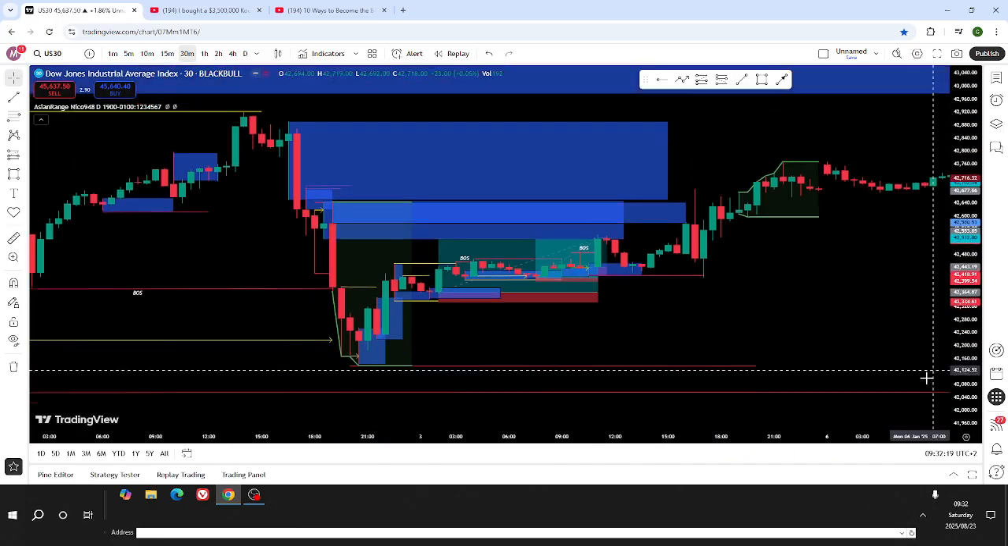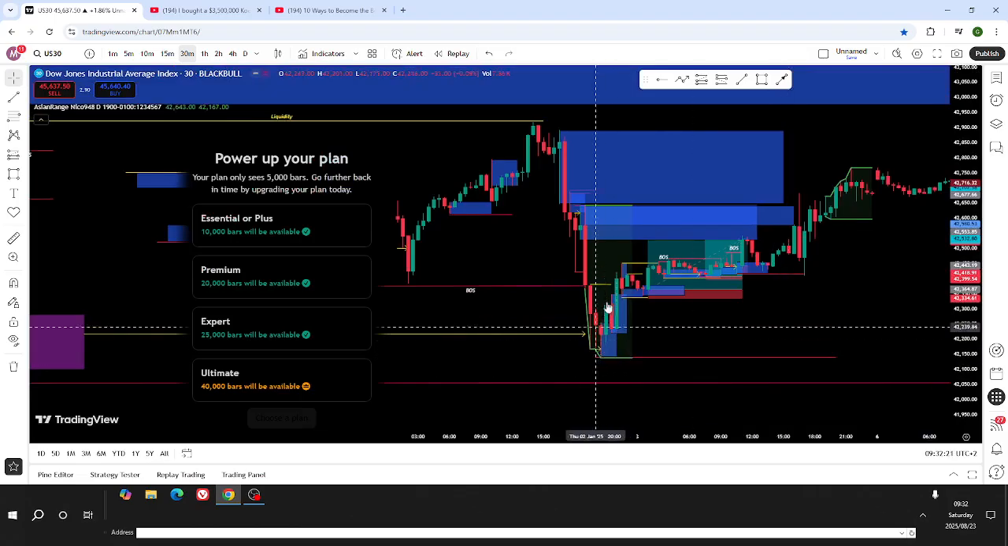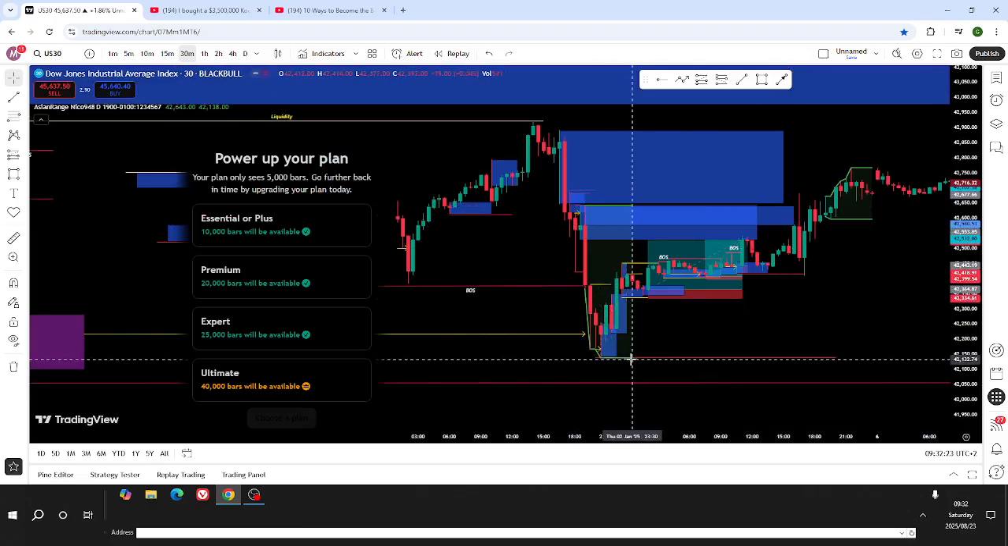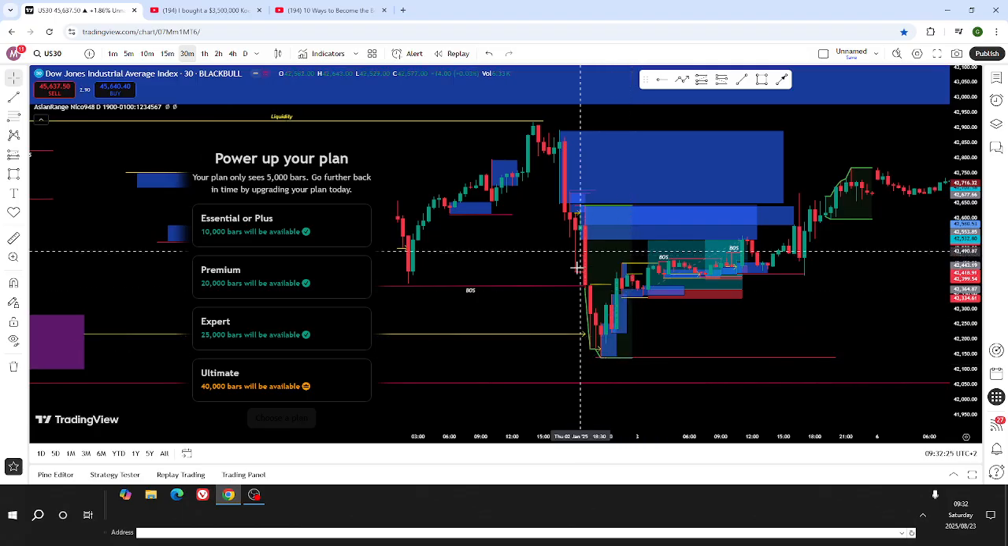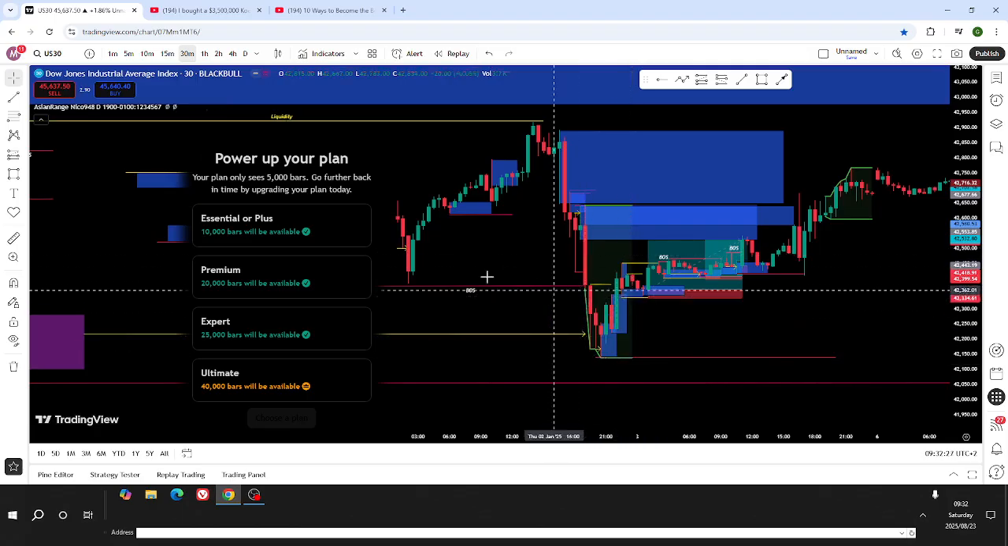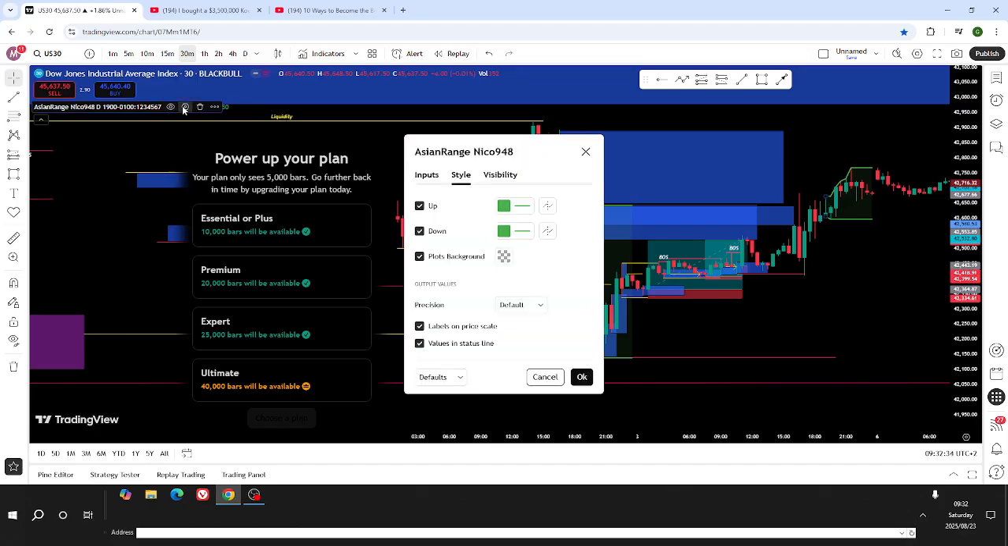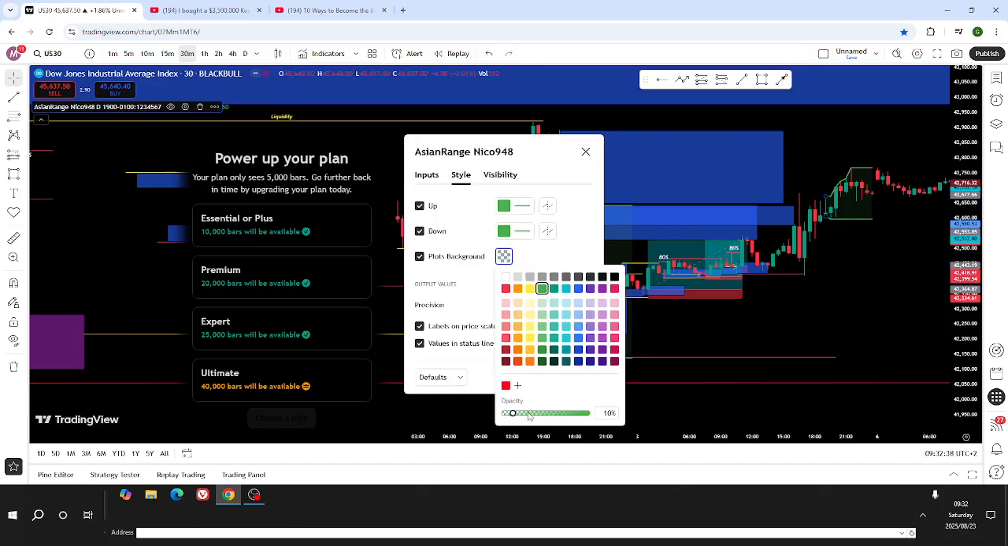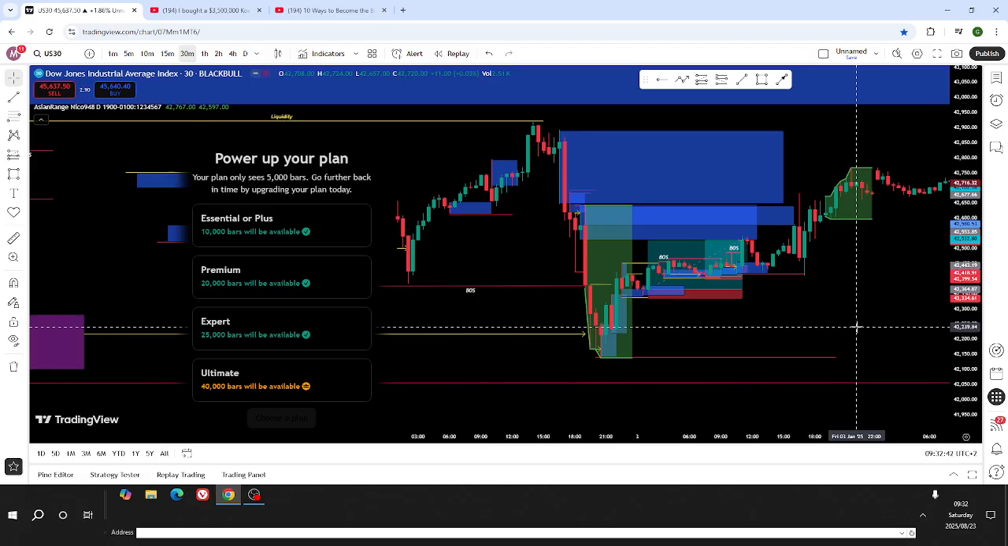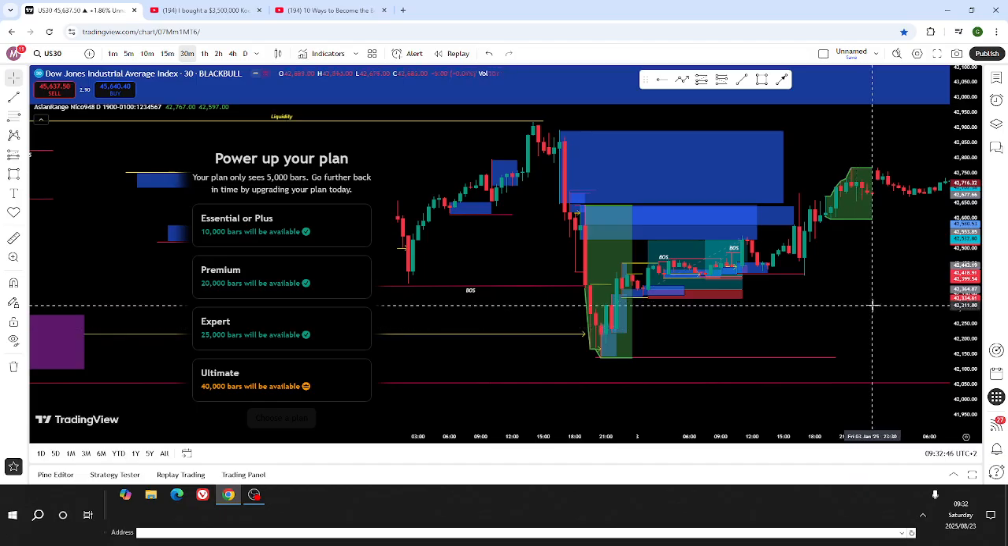I really don't see my order blocks. Oh. I couldn't see my Asian high and low, so I need to fix that. Yeah, now we can definitely see our Asian high and low. Can definitely see it.